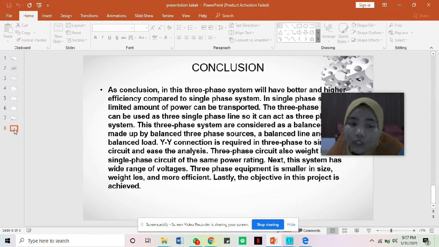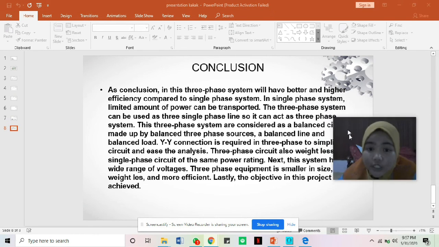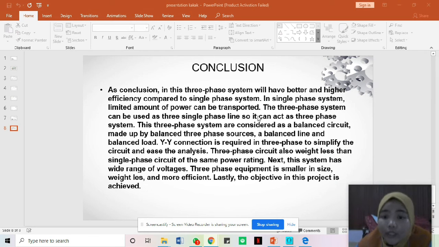The last one is the conclusion. In conclusion, the three-phase system has better and higher efficiency compared to a single-phase system. In a single-phase system, a limited amount of power can be transported. The three-phase system can be used as three single-phase lines. These three-phase systems are considered a balanced circuit made up of balanced three-phase sources, a balanced line, and a balanced load. So Y-to-Y connection is required in three-phase to simplify the circuit and ease the analysis.